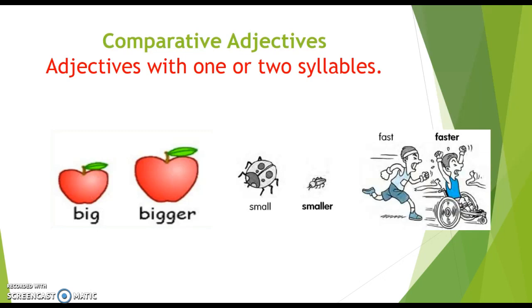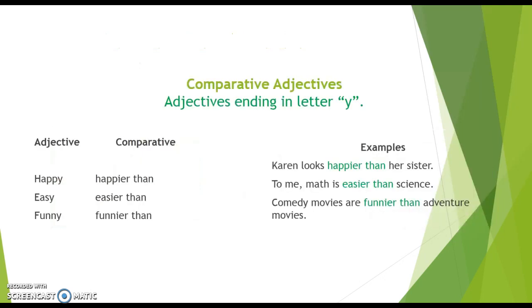Like big, bigger, small, smaller, fast, faster. The second group, adjectives ending in the letter Y. In the letter Y, you can see happy, easy, or funny. For this case, when you make the comparative, you need to delete the letter Y and you write I, E, R, and the word than. So you say happier than, easier than, funnier than. Okay, to make the comparative.